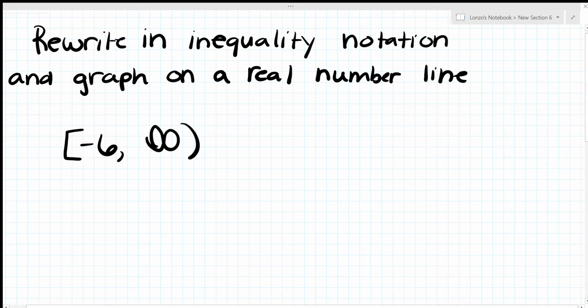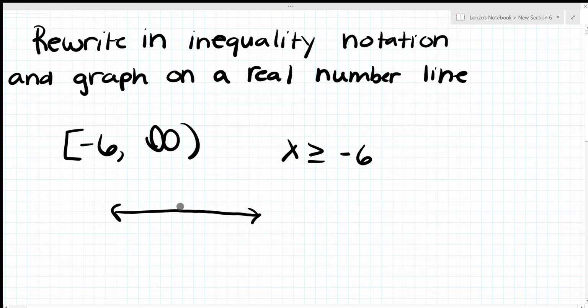In notation form, it's like saying x is greater than or equal to -6, and the reason why I use greater than or equal to -6 is because of this bracket. So you're going from -6 to infinity, so that means you're saying x is greater than or equal to -6. How could you write this on a number line? Simple.